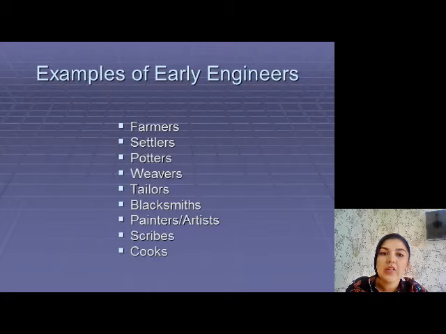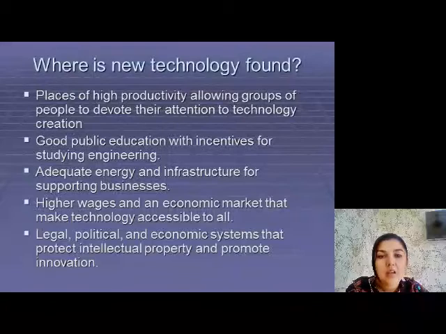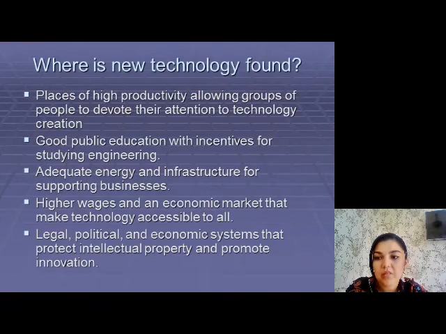Examples of early engineers: farmers, settlers, potters, weavers, tailors, blacksmiths, painters, artists, scribes, cooks. Where is the new technology found? Places of high productivity, allowing groups of people to devote their attention to technology creation. Good public education with incentives for studying engineering, adequate energy and infrastructure for supporting businesses, higher wages and an economic market that make technology accessible to all, legal, political and economic systems that protect intellectual property and promote innovation.